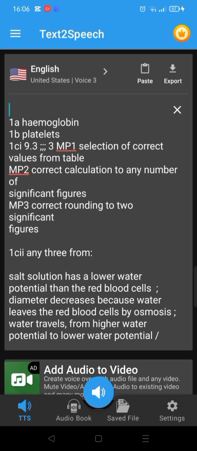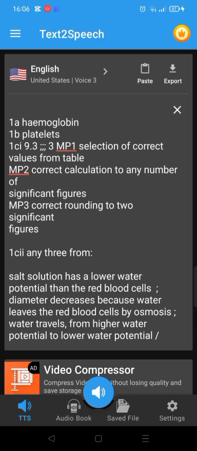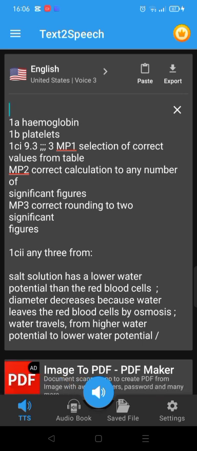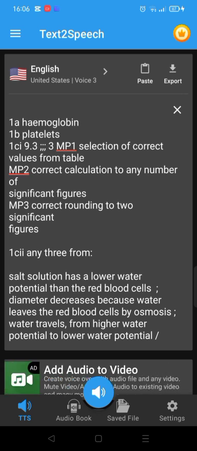1CII any 3 from: Salt solution has a lower water potential than the red blood cells. Diameter decreases because water leaves the red blood cells by osmosis. Water travels from higher water potential to lower water potential, down a water potential gradient, across the cell partially permeable membrane.